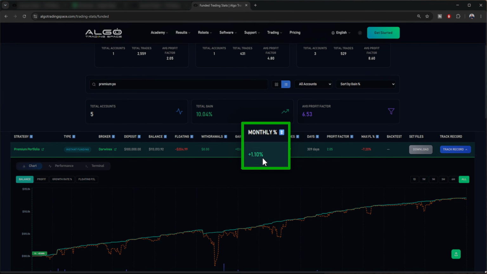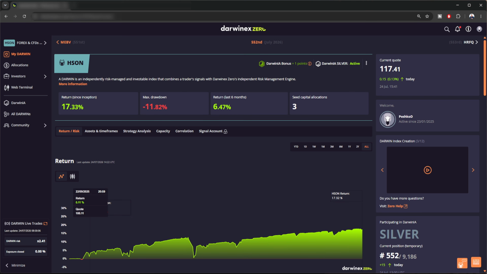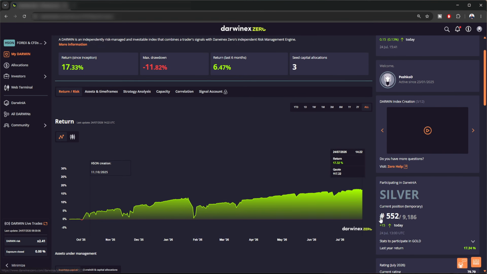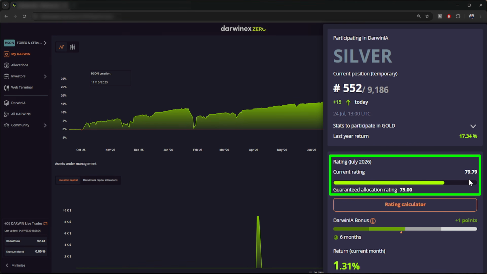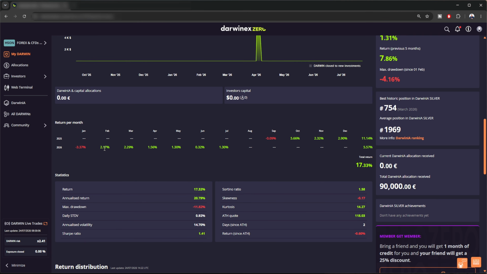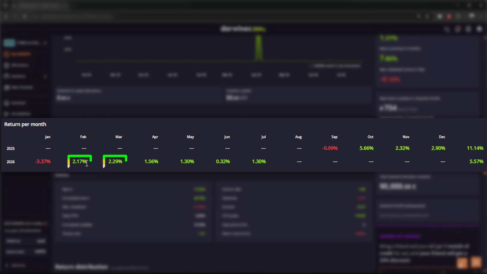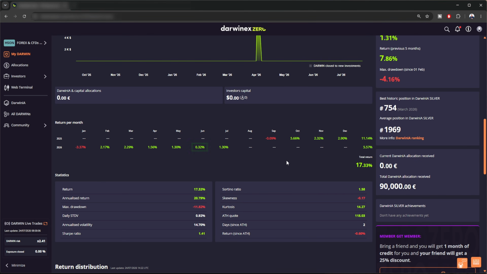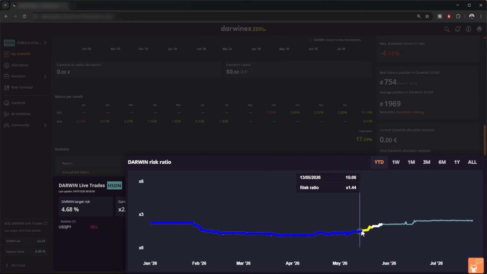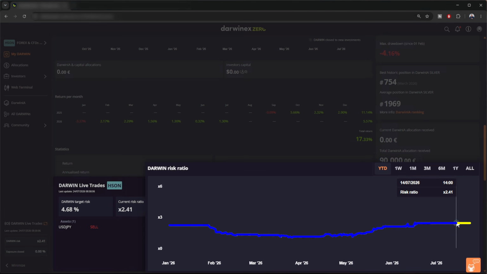My monthly is 1%, and if I show you the Darwinex, you will see a fantastic performance because my rating is nearly 80 and the minimum to receive capital allocation is 75. So this stable growth, and you can see that with the Darwin is 1 point something, below 1%, but it's a good average. And the Darwin risk actually increased after I decided to trade this strategy.